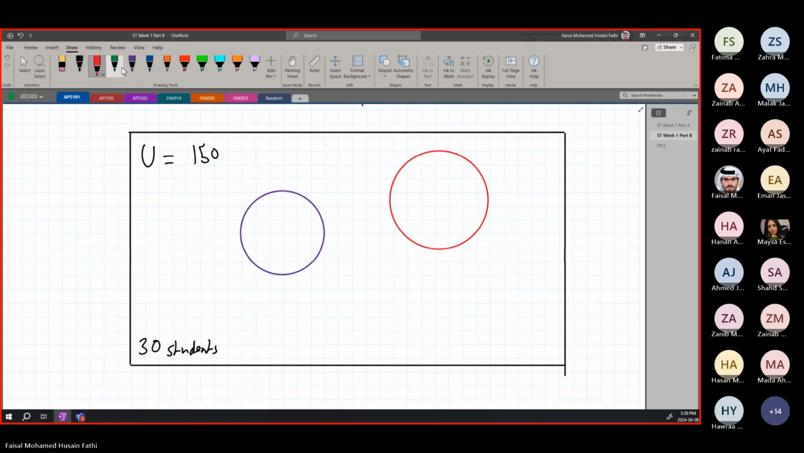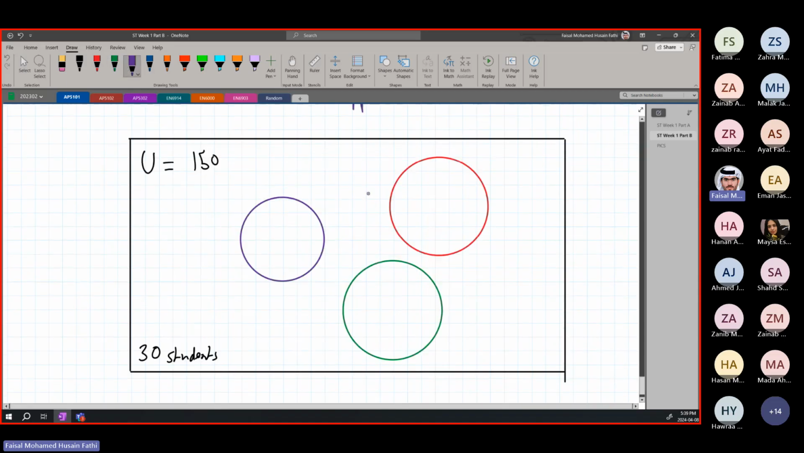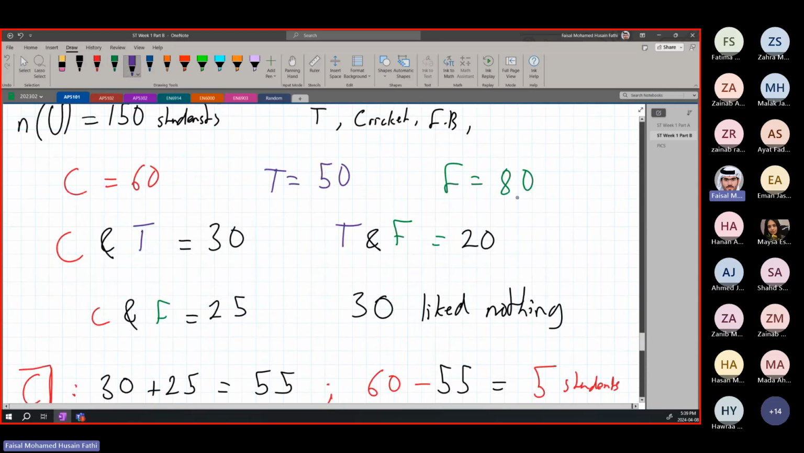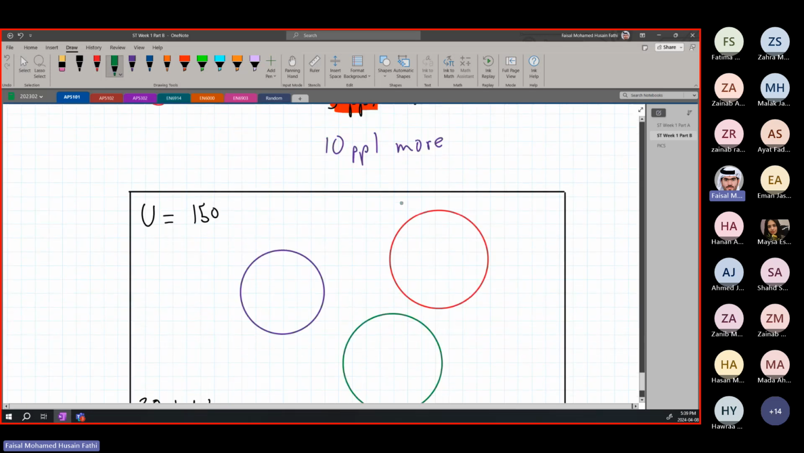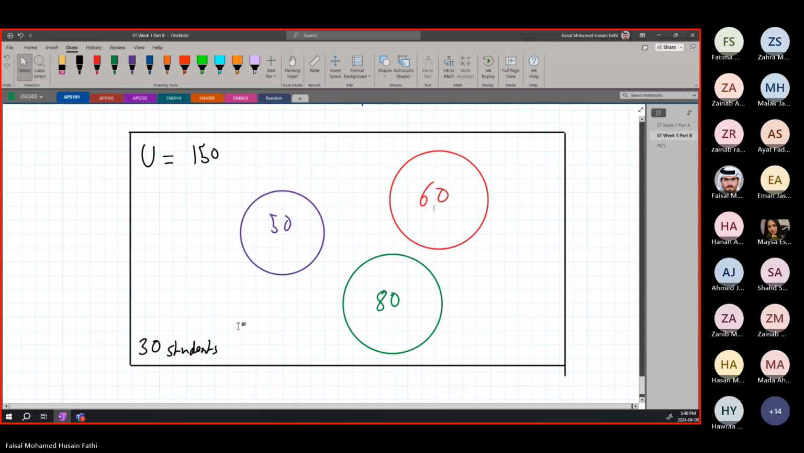Where's the last one? Green. Right? We have our 3 circles. If we're just talking about the total, we have 60 cricket, 50 tennis, and 80 football. So 80 football, 50 tennis, and 60 in cricket. All right? Remember that these are the total numbers. So we also have a combination, which we're going to have to subtract to find out the combination.